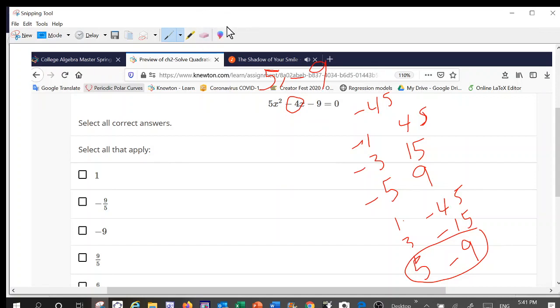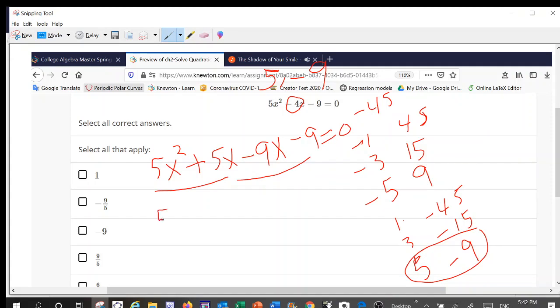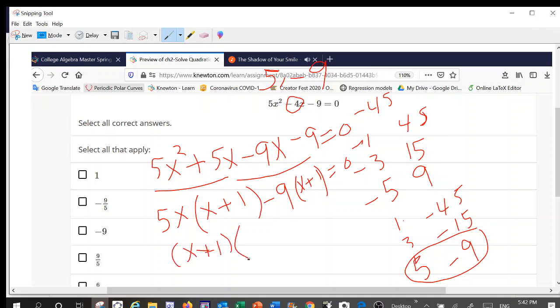Okay, so if we have 5 and -9, then that means the middle term has to be turned into plus 5x minus 9x minus 9 equals 0. And then we take these together. We have 5x in common here, so this would be x plus 1. And they have minus 9 in common. That also would be x plus 1. And they have x plus 1 in common.